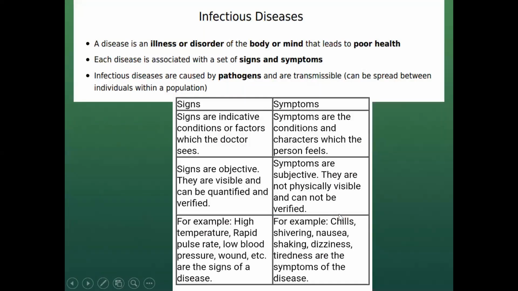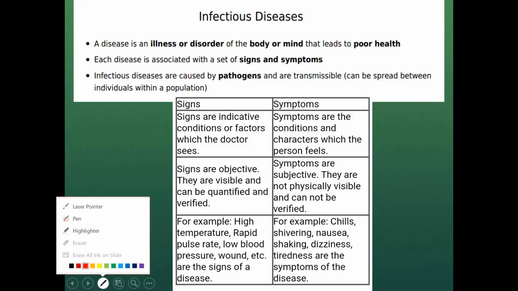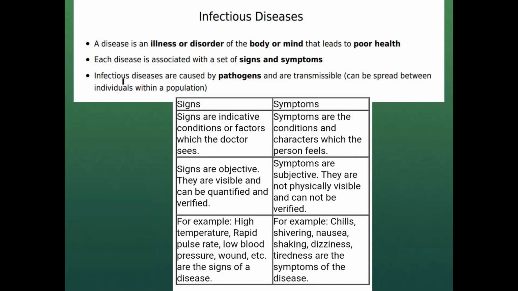Chapter now. Talking about infectious diseases, a disease itself is an illness, or a disorder of body or mind. So there can be something wrong with the body, or the person is not mentally well. He might not be able to perform his day-to-day life activities and might not be an effective member of society. This can eventually lead to poor health.